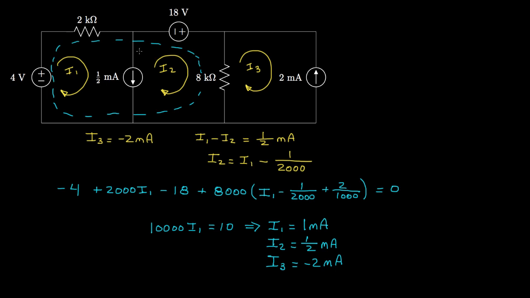We could determine any current, and then once we know all of those currents, we could start to determine any of the voltages. So for instance, if we defined this node as our ground or reference, and we wanted to know this voltage V1 relative to ground, well, that would be 4 volts minus I1 times 2,000 ohms. I1 is 1 milliamp times 2,000 ohms, that would be 2 volts, so V1 would be 4 volts minus 2 volts, or 2 volts.